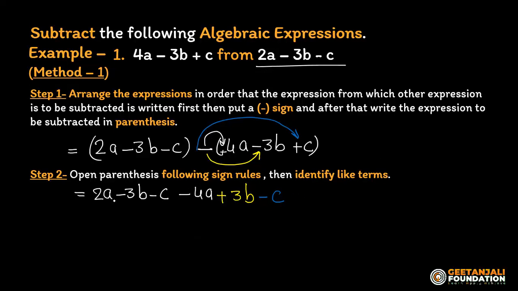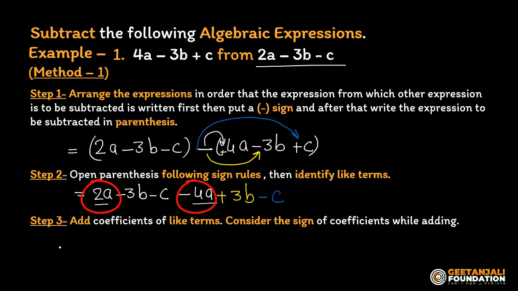Now we will identify like terms. So this and this are like terms. So in the next step, we'll take their coefficients along with their sign. Now we will consider their new signs. So 2 minus 4a, we will write 2 minus 4a. Now the next pair of like terms is minus 3b plus 3b.